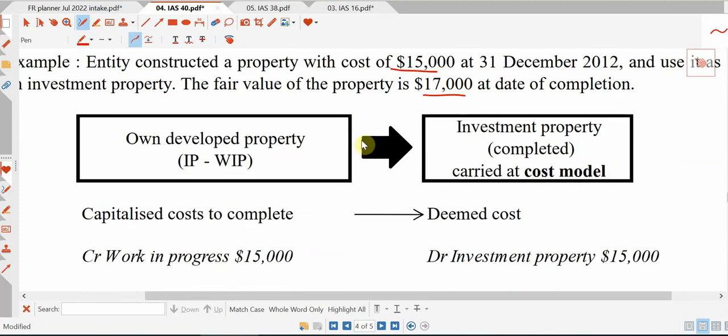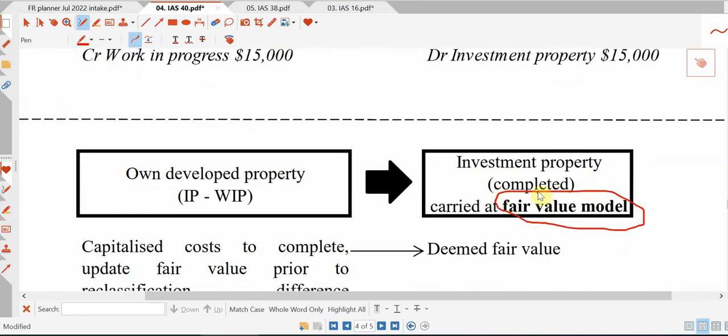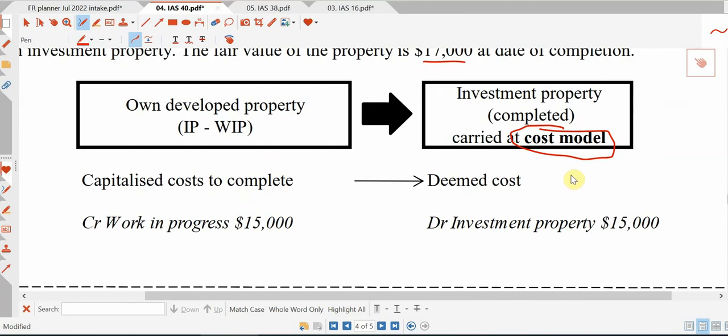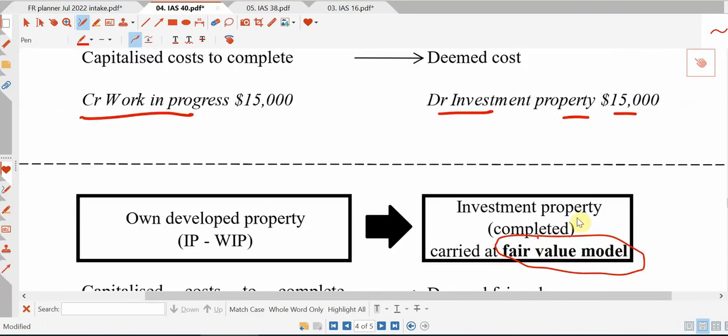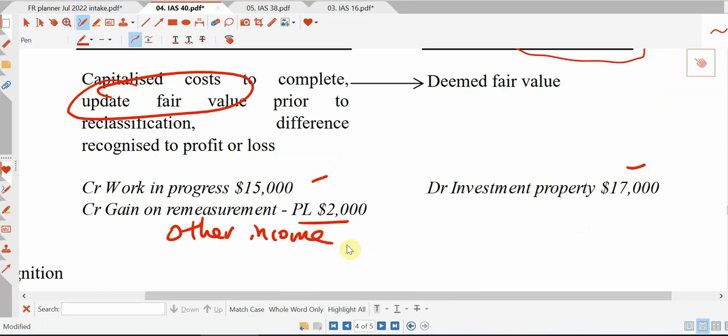So what happened here, we have to see whether your policy is to use the cost model or the fair value model. If you use the cost model, you just remove your work in progress, completed already, and debit to investment property the same cost, because it's the cost model. But if you go for a fair value model, you have to update the value first. From 15, increase to 17, then you have a gain to recognize of 2,000 in the P&L. This is your other income, because investment property is your passive income, right? So it's other income, and then you debit back to investment property of 17,000.